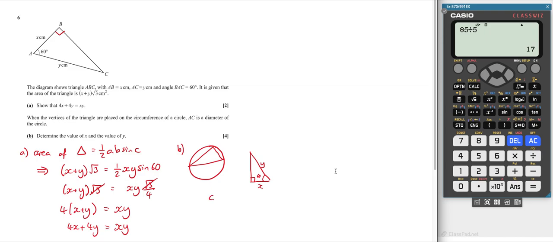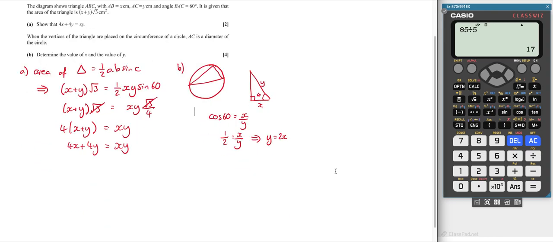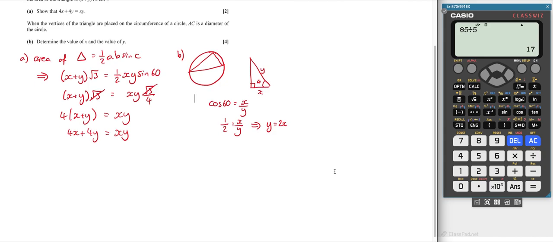So cos 60 is adjacent over hypotenuse. Cos 60 is a half. So y is equal to 2x. Let's solve that with the equation we had on the left-hand side. So wherever we've got a y, I'm going to replace it with 2x.